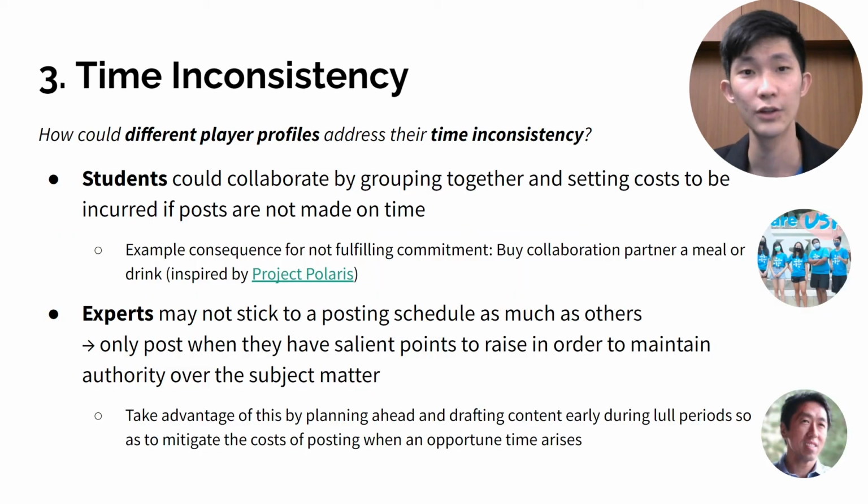Lastly, how could different profiles adopt different strategies to address their time inconsistency? For students, they are more likely to collaborate and impose penalties if they do not stick to their commitment. For example, they could buy their collaboration partner a meal if they do not meet the deadline set for themselves, which is actually an idea that is being implemented in a student initiative called Project Polaris.